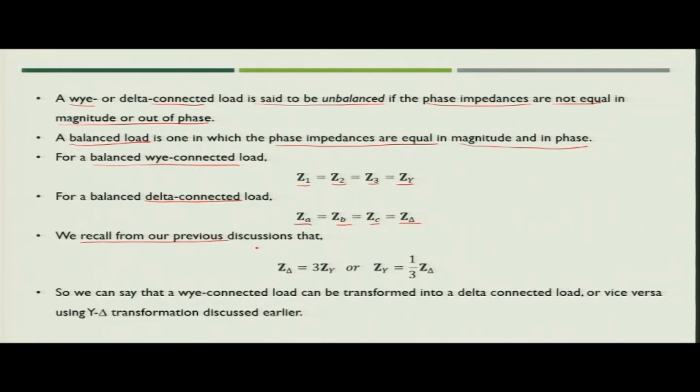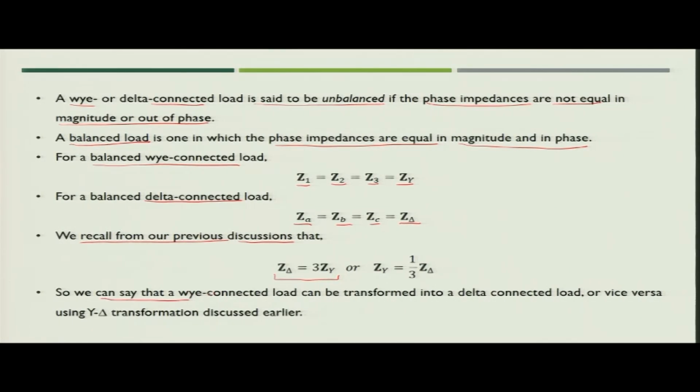Now, we have already discussed the star-delta transformation in our previous lectures. Taking reference of that transformation, we earlier proved that Z delta is equal to 3 times Zy when you convert a delta connected network into a star connected network. Similarly, Zy will be 1 upon 3 of Z delta if you convert a star connected load into a delta connected load.